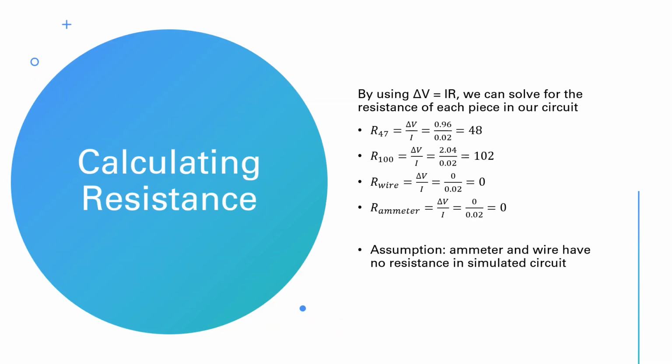To find the value of resistance in each component of the circuit, we will use the delta V equation for resistors to get the resistance equals delta V over I. For each value, we will use the change in potential that was found over that component. For example, the 47 ohm resistor caused a 0.96 change in potential, so that is its value of delta V. Doing this for each component and using I equal to 0.02 results in these following values.